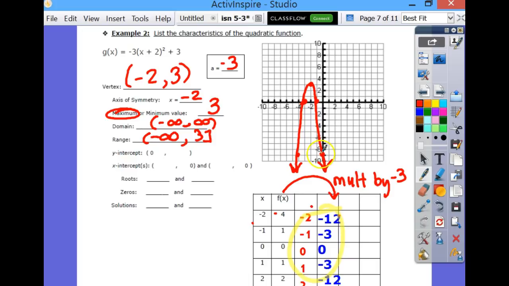The y-intercept is going to be right here on the y-axis. So the y-intercept is going to be at negative 9, 0, negative 9. These points right here are the x-intercepts. So that's going to be at negative 3 and negative 1. And so the roots are the same thing as the x-intercepts. And so all of these are different ways to say the same thing.